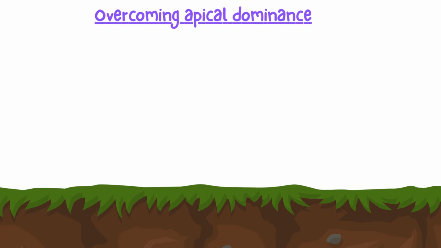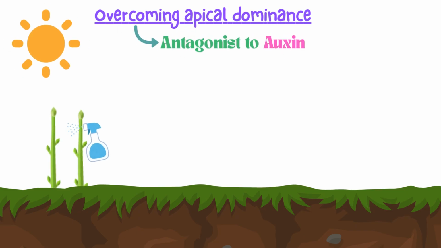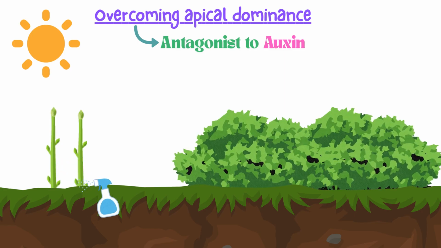The last effect of cytokinin is that it helps in overcoming apical dominance. Thus, it acts antagonistically to auxin, which induces apical dominance. Spraying a slender unbranched tree with cytokinin promotes lateral growth and helps in hedge making.